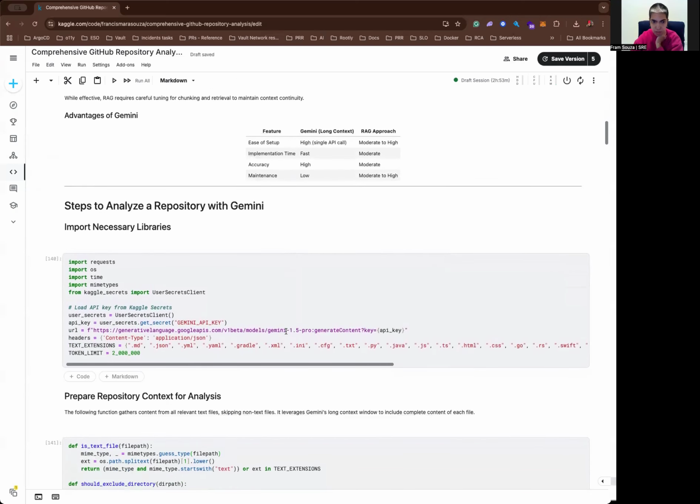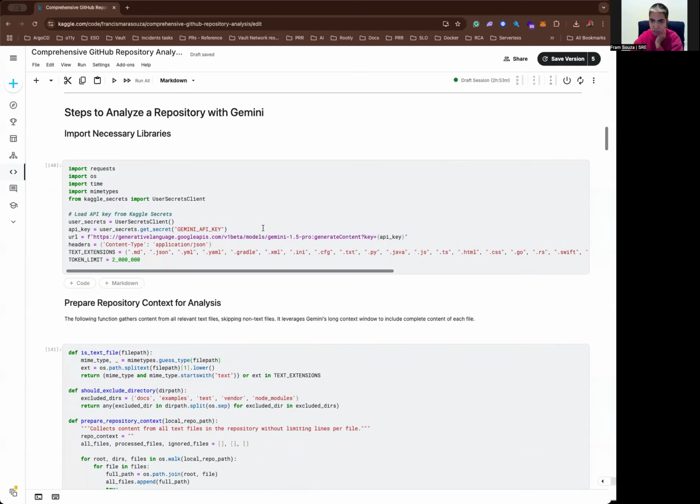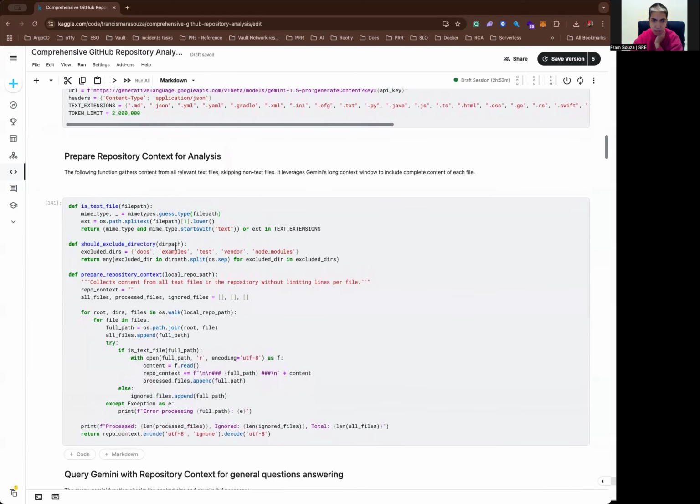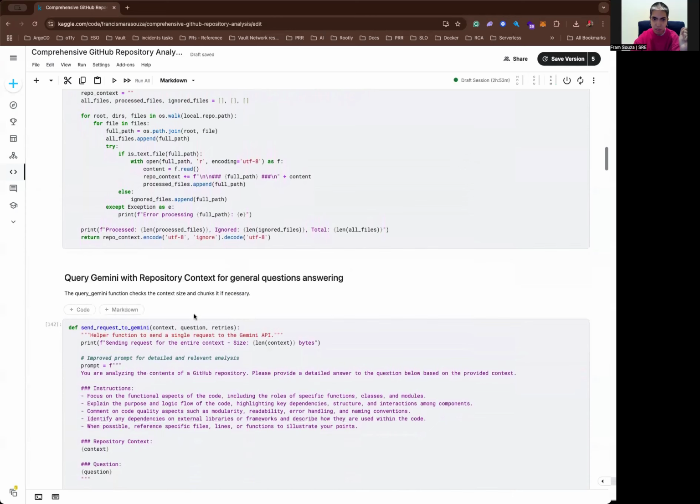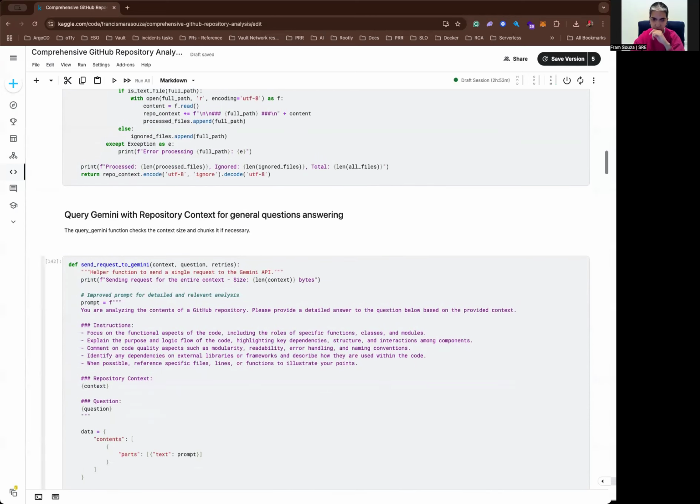Here I'm importing the libraries, which is really common. And for this project, I'm using Gemini 1.5 Pro. And here I'm specifically setting the token limit. Here is where the magic begins. We gather all the relevant files from the repo. Non-text files or unnecessary directories like docs or vendors are skipped. And the result is a single context string that you can send to Gemini.